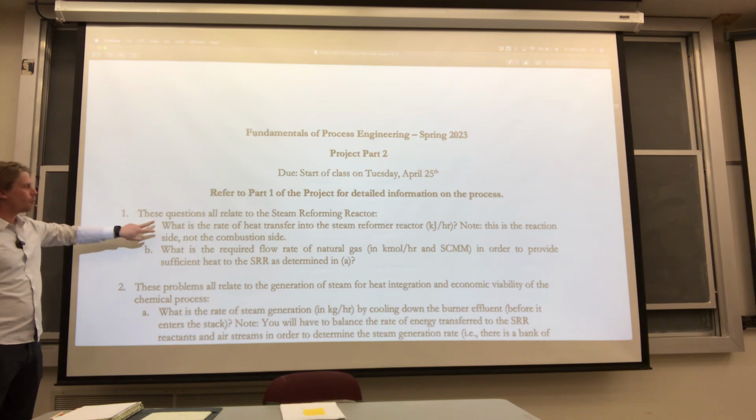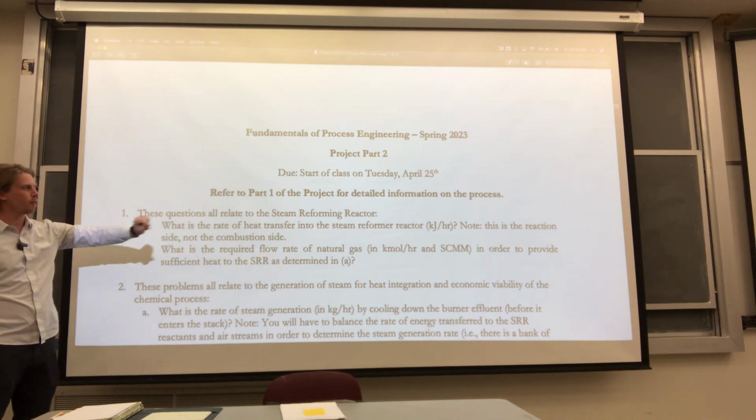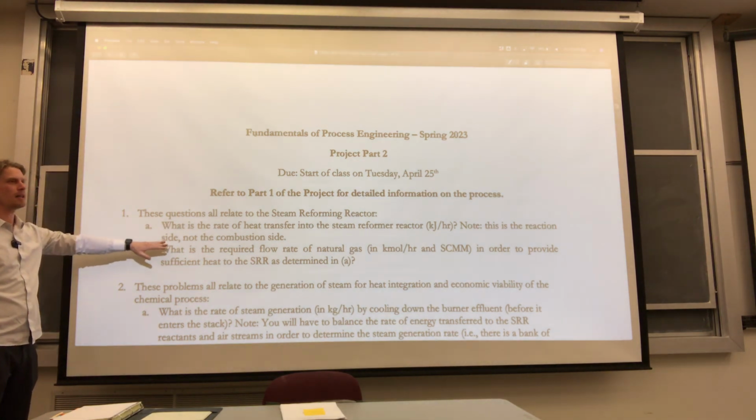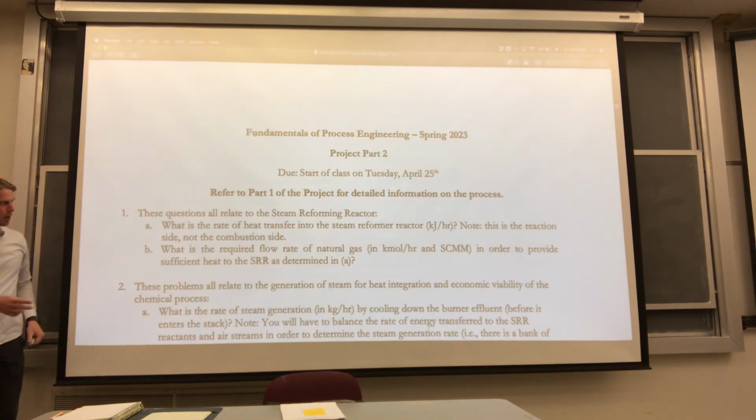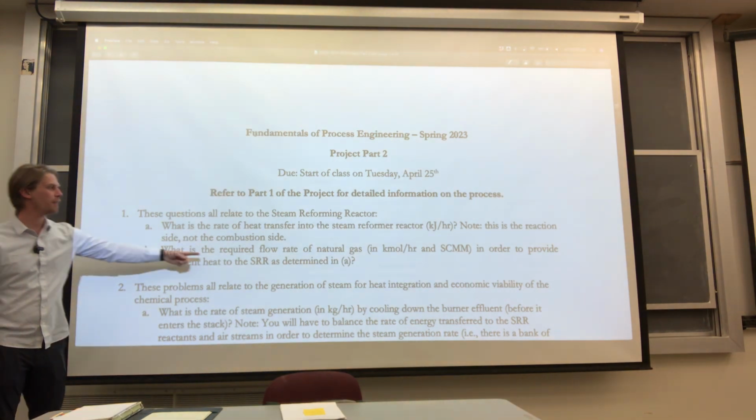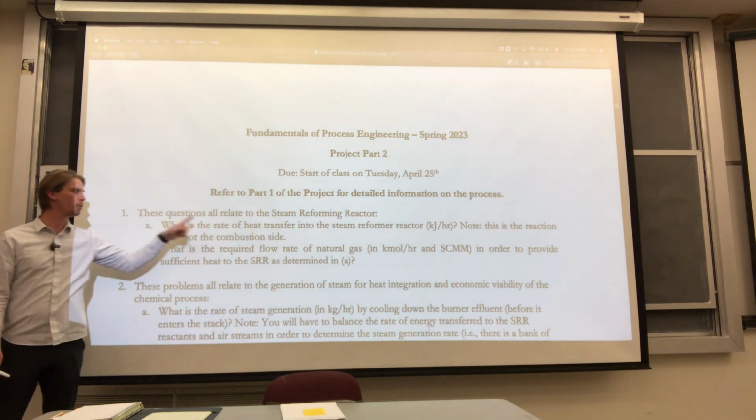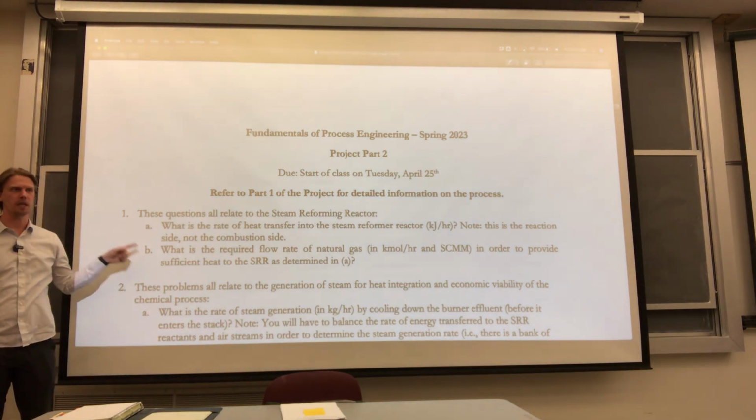So what is the rate of heat transfer into the steam reformer? This is not the combustion side. The second part of the question is, how much methane do you need to burn to provide this amount of heat? Let me go to the process flow diagram.